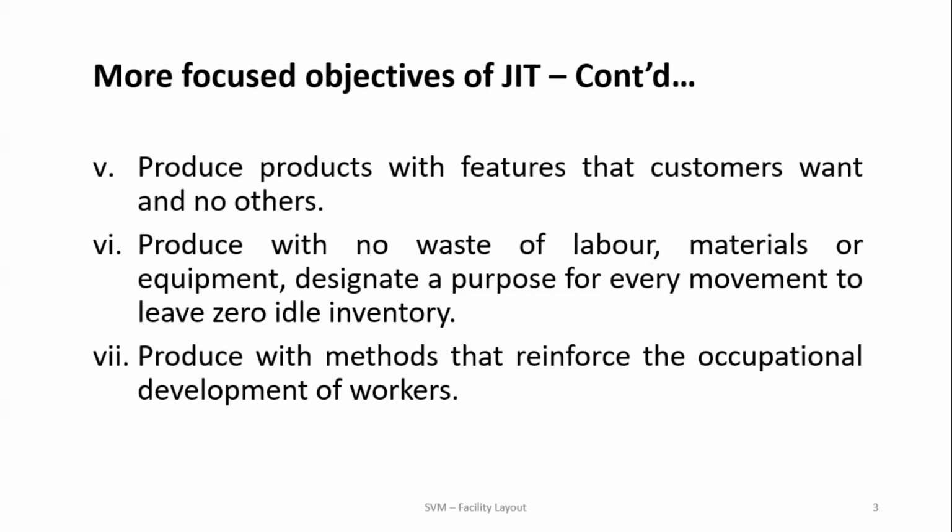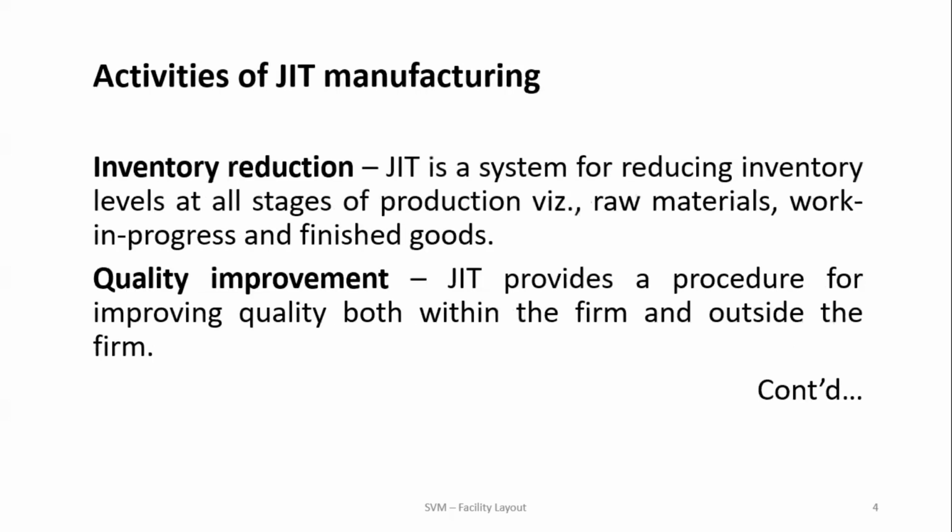So we can say in simple terms, JIT manufacturing aims to produce only what customers want, produce it just in time, ensure perfect quality, minimize waste and lead time, focus on customer specific features, promote worker development. So these are the focused objectives. So some of the activities of JIT manufacturing are: first one, inventory reduction.